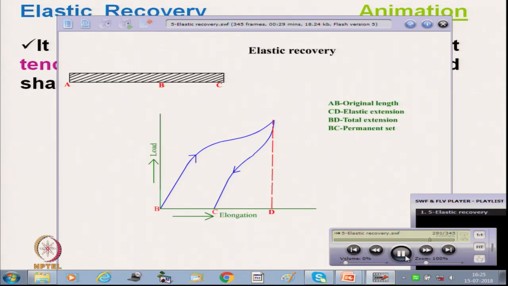Now, this is the distance we can calculate. AB is the original length, CD is the elastic extension where it has come back, and BD is the total extension from B to D. BC is the permanent set, that is the plastic deformation that was there, and from there one can calculate.